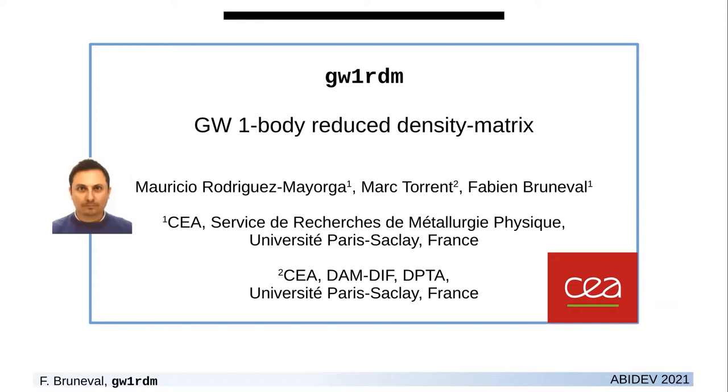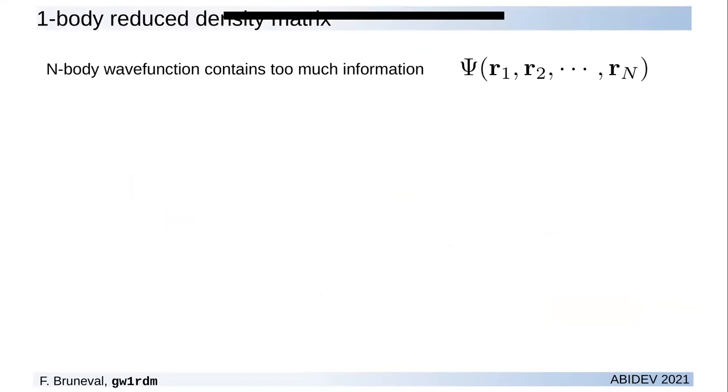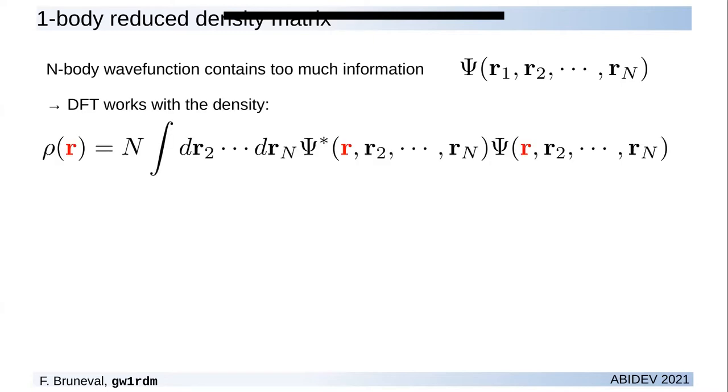So maybe it's worth spending some time reminding you what the one body reduced density matrix is. You all know that the n-body wave function carries way too much information, and that we cannot work with it directly. That's why we are all doing DFT. And if you remember, we can express the electronic density from the integral of the many body wave function that I've written here.